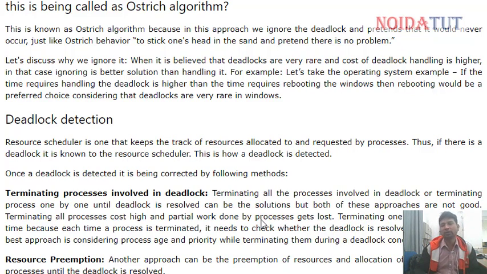Now, why do we ignore it? When it is believed that deadlocks are very rare and the cost of handling the deadlock is higher, in that case, ignoring is a better solution than handling it. Let us take an example. If the time required for handling the deadlock is higher than the time required for rebooting Windows, then rebooting would be the preferred choice, considering that deadlocks are very rare in Windows.